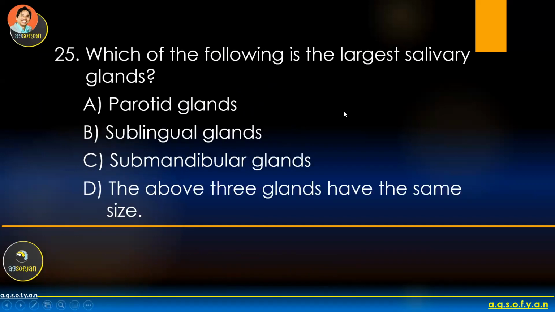Which of the following is the largest salivary gland? Parotid, sublingual, submandibular. Which one? The largest one is the one located in the mouth, under our cheek, called the parotid. So the parotid is the largest one. Sublingual is located under the tongue and is smaller. Submandibular is located under our lower jaw, and this is also smaller than the parotid gland.